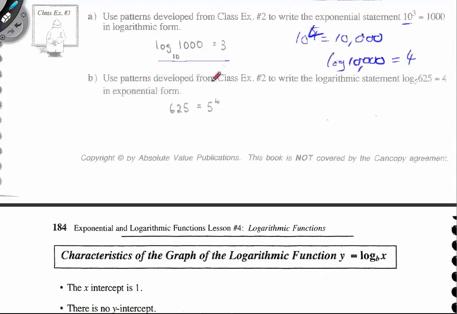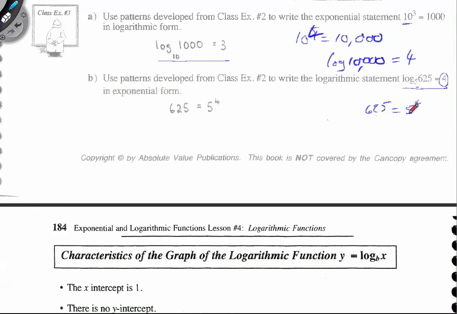So let's solve using the same patterns. Let's rewrite this in exponential form. So we're reversing. This is actually going to be our exponent right here. This will be our base, so it's going to be 5 to the 4, and that's going to equal 625.